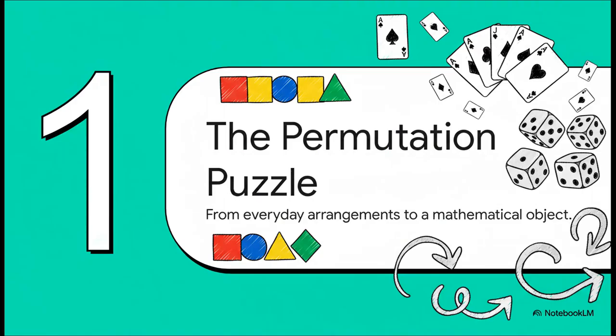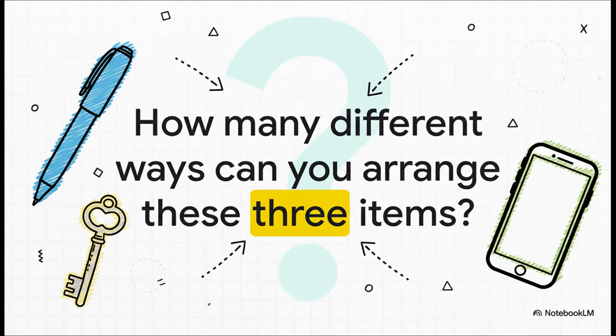All right, first up, the permutation puzzle. We're going to kick things off with a question anyone can answer, just to get a feel for what we're really talking about when we say shuffling. Okay, so picture this. You've got 3 different things on your desk. Maybe your phone, your keys, and a coffee mug. How many unique ways can you line them up? Just take a second and think about it.